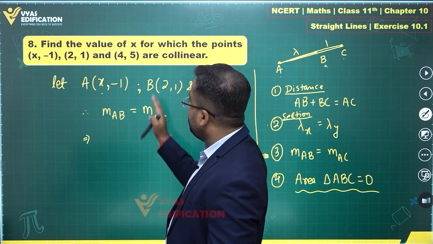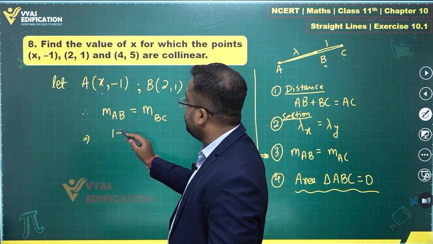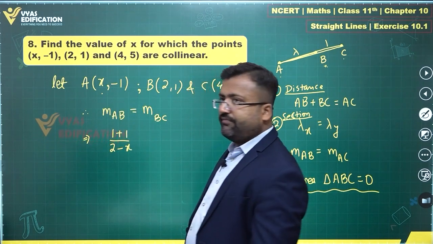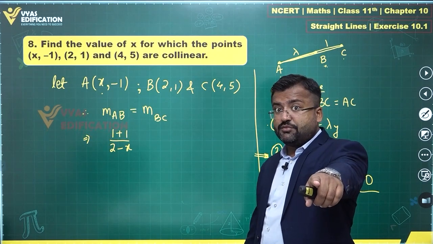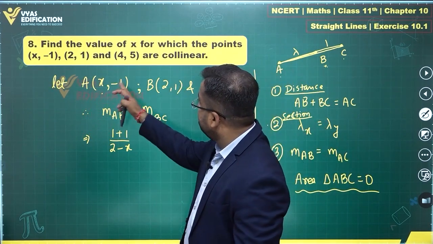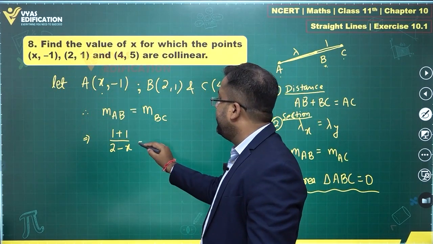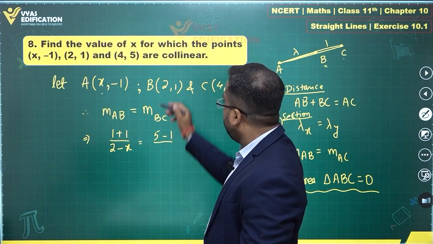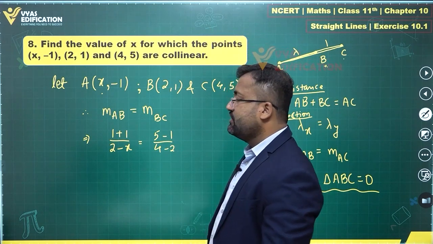For slope of AB, you have y2 minus y1, which is 1 plus 1, upon x2 minus x1, which is 2 minus x. Don't make a mistake in writing this expression, right? This minus this, therefore this minus this will come in the denominator. For BC, you have 5 minus 1 in the numerator, so 4 minus 2 will come in the denominator. This is what you'll have.